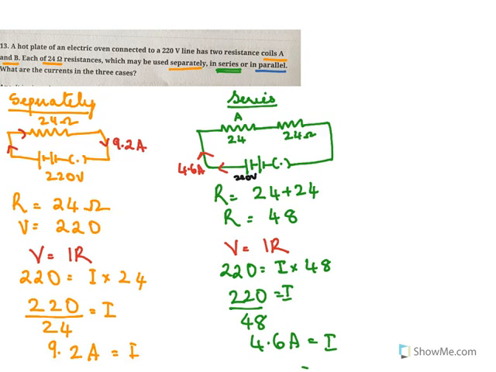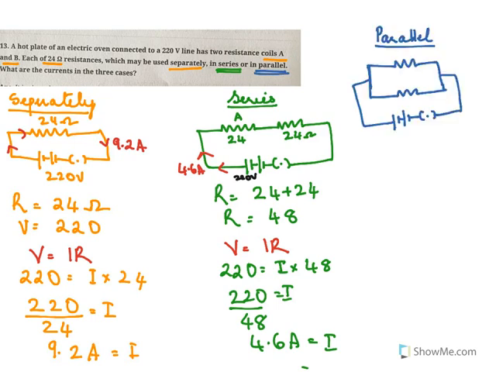Now the third case is when they're connected in parallel. So here they're connected in parallel, 24 ohms and 24 ohms. So 1 by R equal to 1 by R1, which is 24, plus 1 by R2, which is 24. So 1 by R equal to 2 over 24, that is 1 over 12.